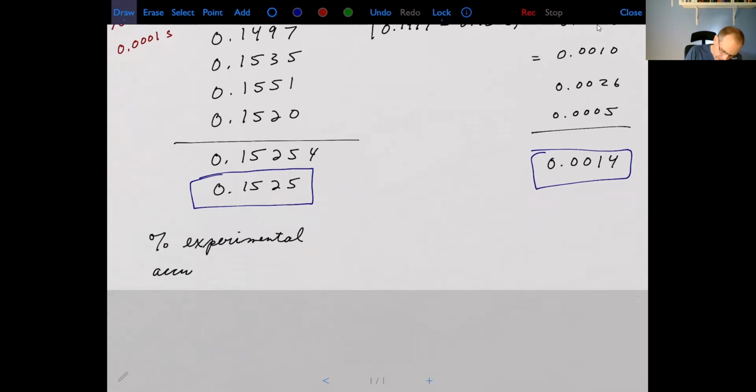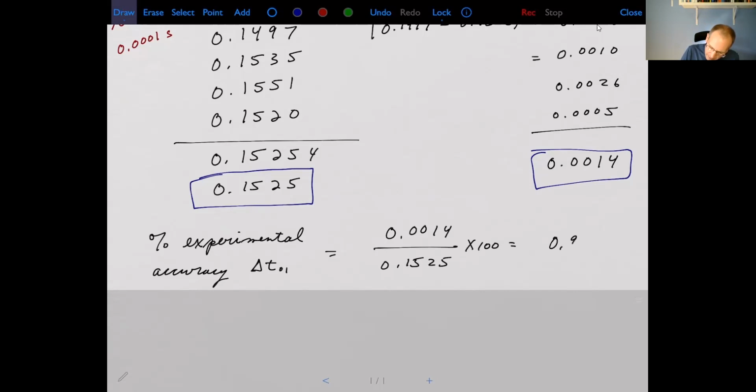The last step, remember, is to find the percent experimental accuracy. In this case, for delta t01, I'm going to take my average absolute deviation, so 0.0014, divide by my average time, my average delta t01, which is 0.1525, and then simply multiply by 100 to make it a percent. And if you work this out, it ends up being just under 1%, like 0.92%. Remember, the lower the better, right? It means that it's less variable, it's more precise. It's 0.92%.